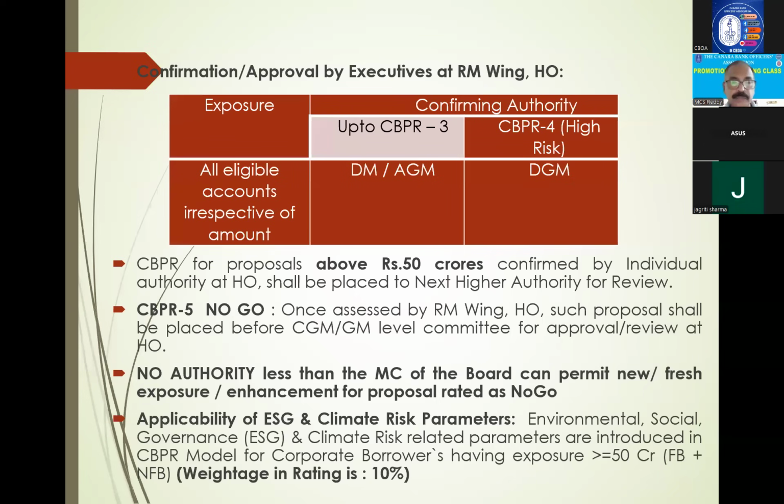Right? Next, this is another recalled question. Applicability of ESG and climate risk parameters. Environmental, social, governance, ESG parameters. Earlier it was not there, but now it is made applicable, introduced in CBPR model for corporate borrowers having exposure more than 50 crores. 50 crores and above, fund-based and non-fund based. And weightage is also given, 10% weightage is given in CBPR model. So ESG is introduced in CBPR. What is the cutoff limit? 50 crores and above. This is recalled.